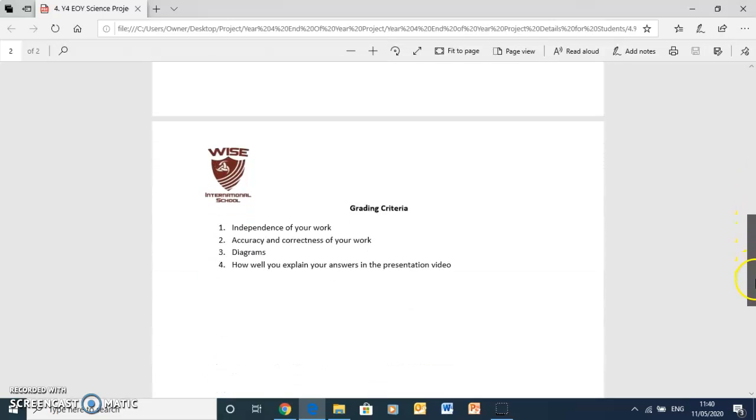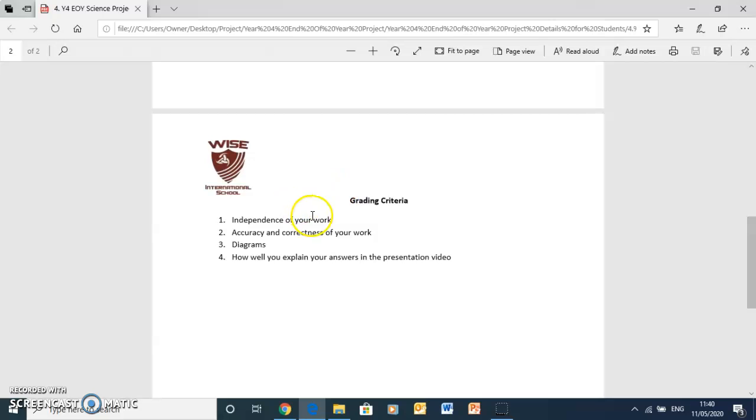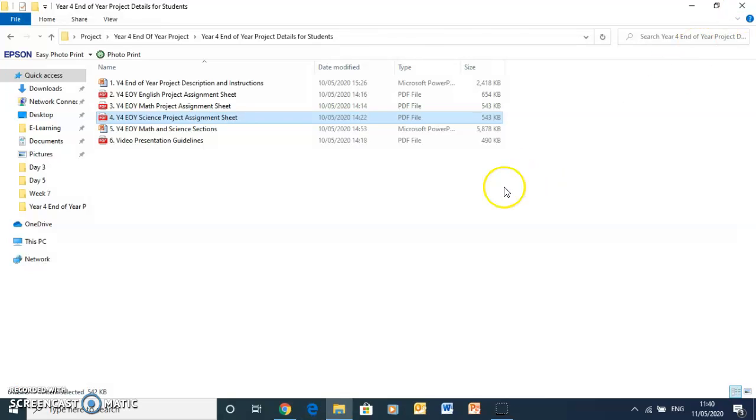This is the grading criteria. Independence of your work, accuracy and correctness of your work, diagrams, how well you explain your answers in the presentation video. Now, since you have taken an overlook at what is expected of you, let's check out the questions.